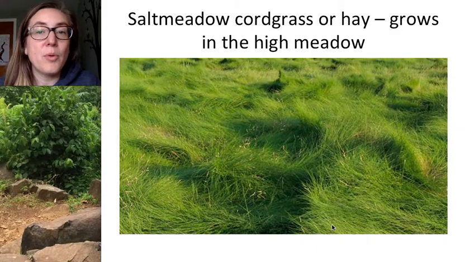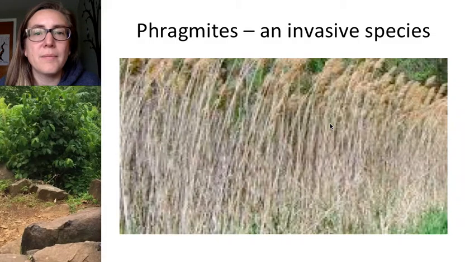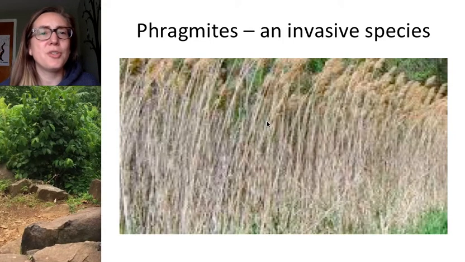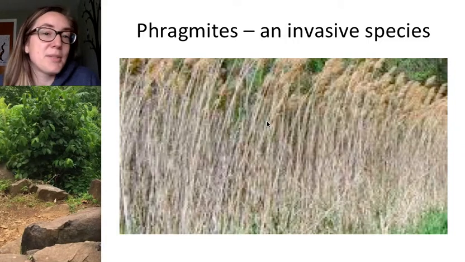Salt meadow cordgrass or hay is going to grow in the high meadow area, not quite as covered as the low area of water. The Phragmites, and I think I mentioned this in the last lecture as well, unfortunately was actually used as shipping crate material in the early 1900s. And since it was just this seed, they threw it into the environment thinking that it was fine.